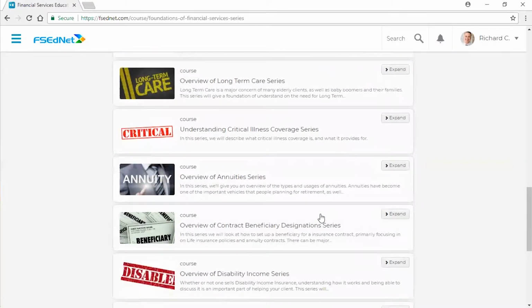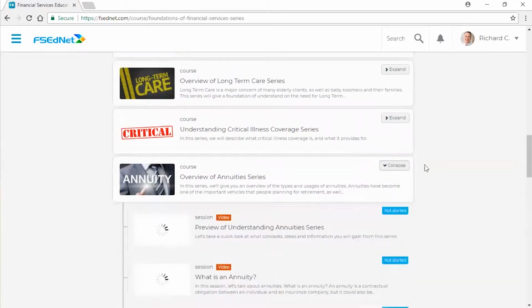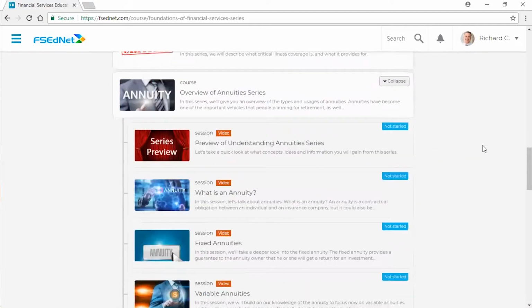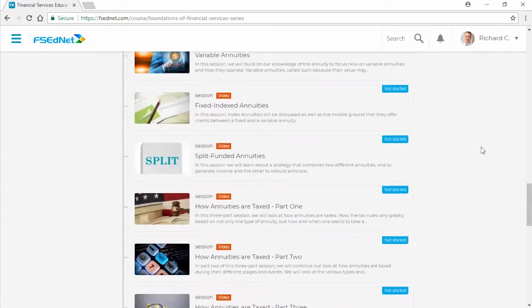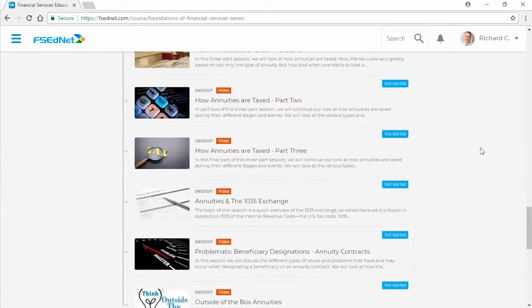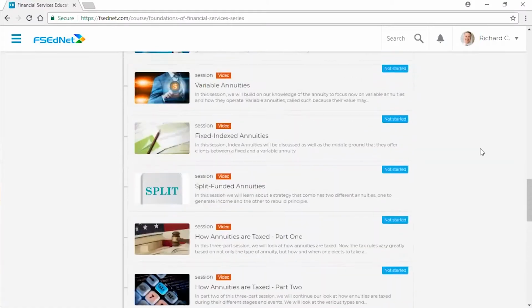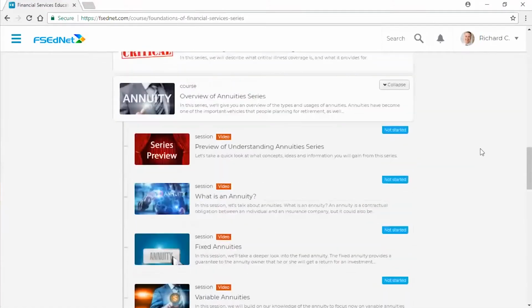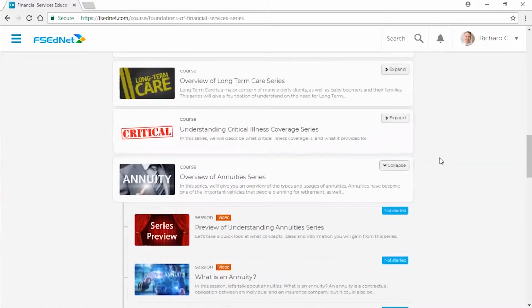Our annuity series is not just about the various kinds of annuities, but focuses heavily on how they are taxed during both the accumulation and payout phases, but also at death, at time of disability, when kids go to college, times of emergency, and so many others.